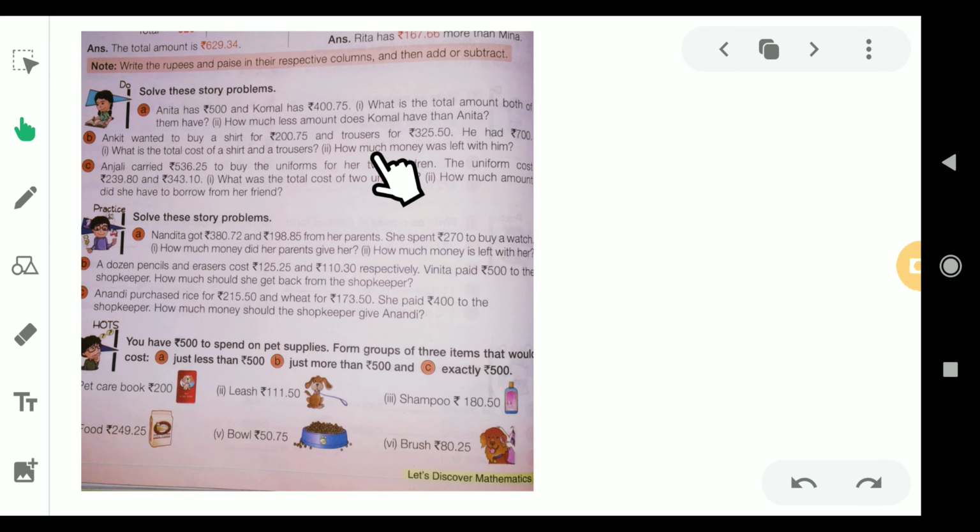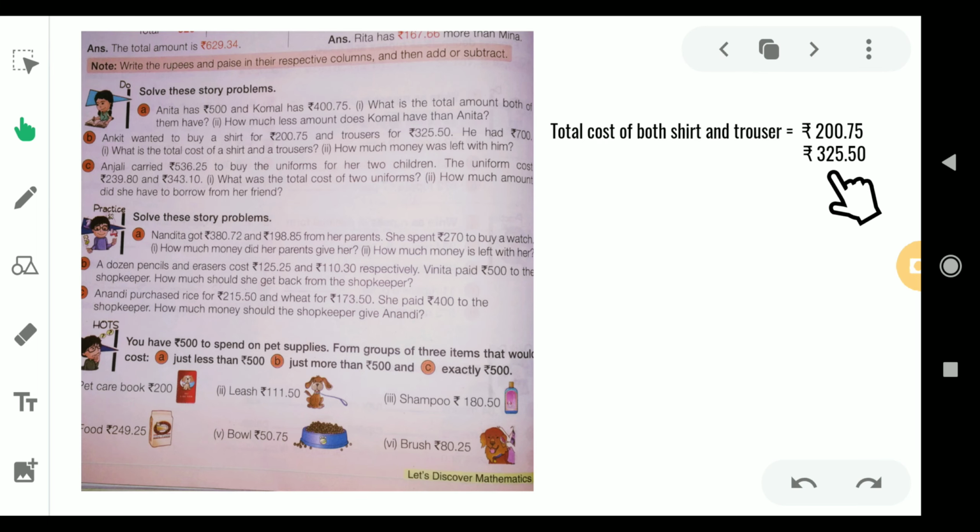And second question is, how much money was left with him after purchasing both shirt and trouser when he has this 700 rupees in his hand? So first sentence would be total cost of both shirt and trouser is, so this is the cost of shirt, that is 275 rupees, and this is the cost of trouser, that is 325.50. And if they are asking total cost, which means we have to add both. So when you add both, it will be 526.25.